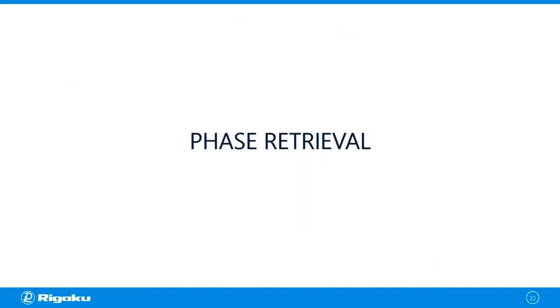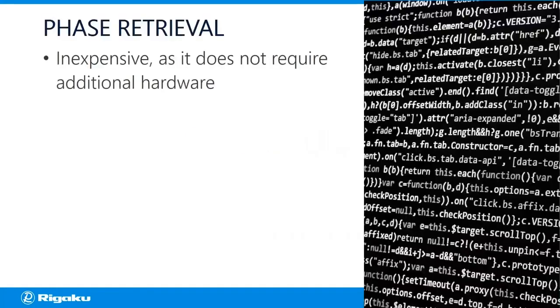Phase retrieval is a software-based technique rather than hardware, and it aims to extract phase information from images during the reconstruction calculation step. And because it's software, it's less expensive in that phase retrieval does not require the use of optical elements between the X-ray source and detector.